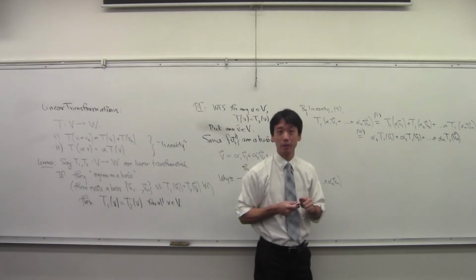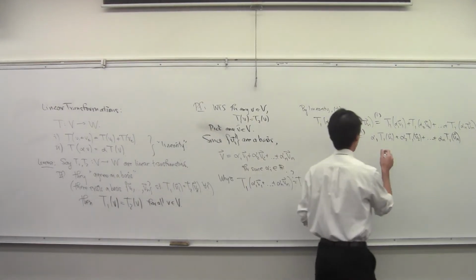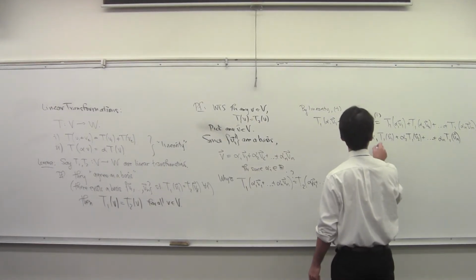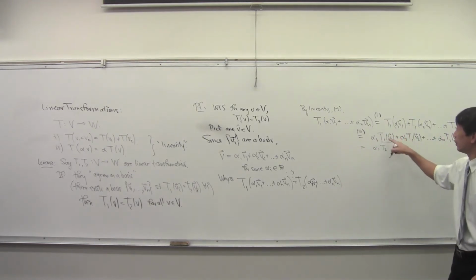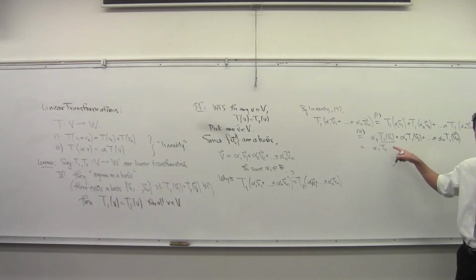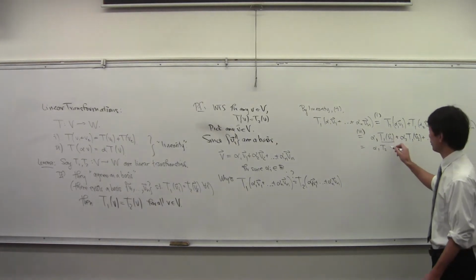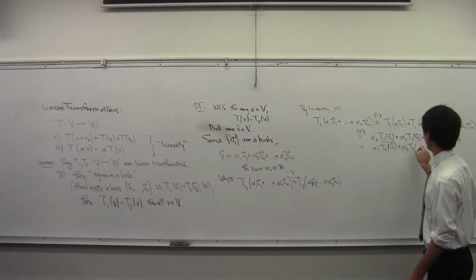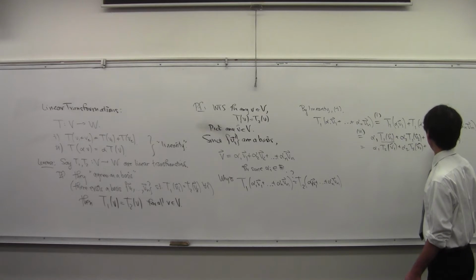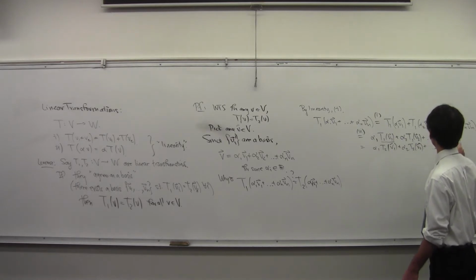Right? But like Stella said, this is the same thing as alpha 1 T2. We know that T1 and T2 agree on the basis, so this is the same thing as T2 of V1 plus alpha 2 T2 of V2. I can switch everything to T2.